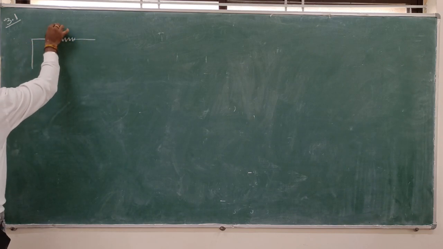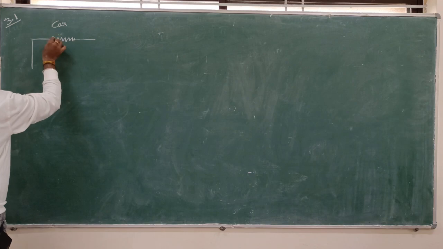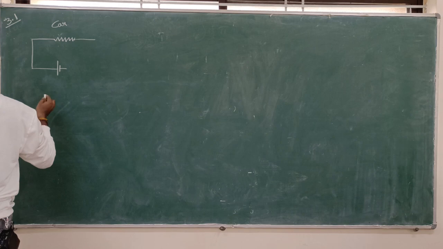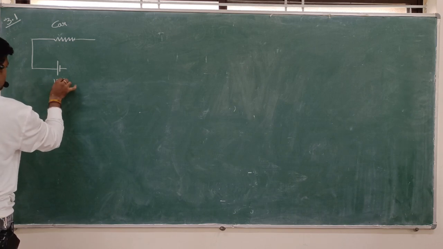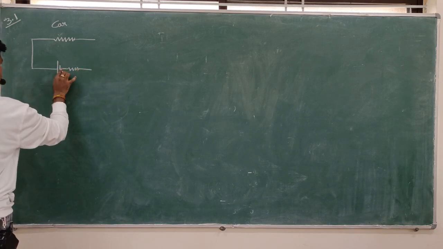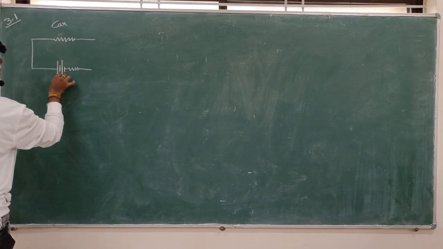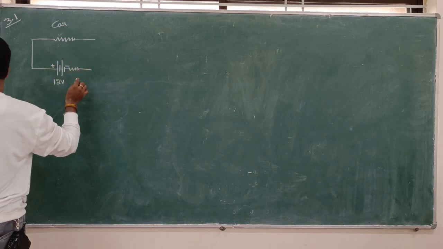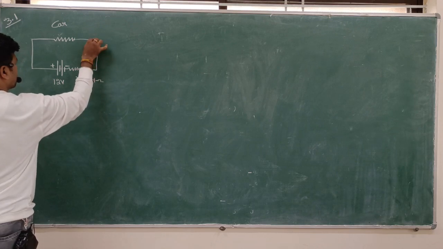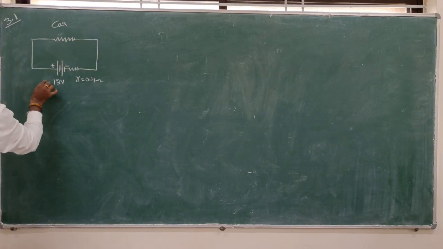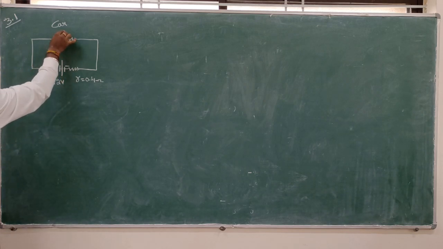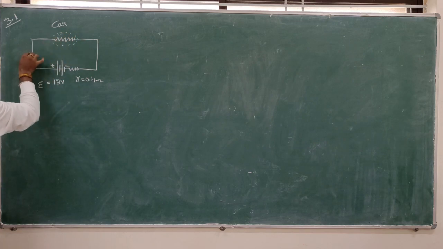So here there is a car, it's the resistance, and this car is connected to a battery of voltage 12 volt. The internal resistance of this battery is small r equal to 0.4. This is the circuit and this is the EMF of the battery. So how much current does this car draw from this battery?